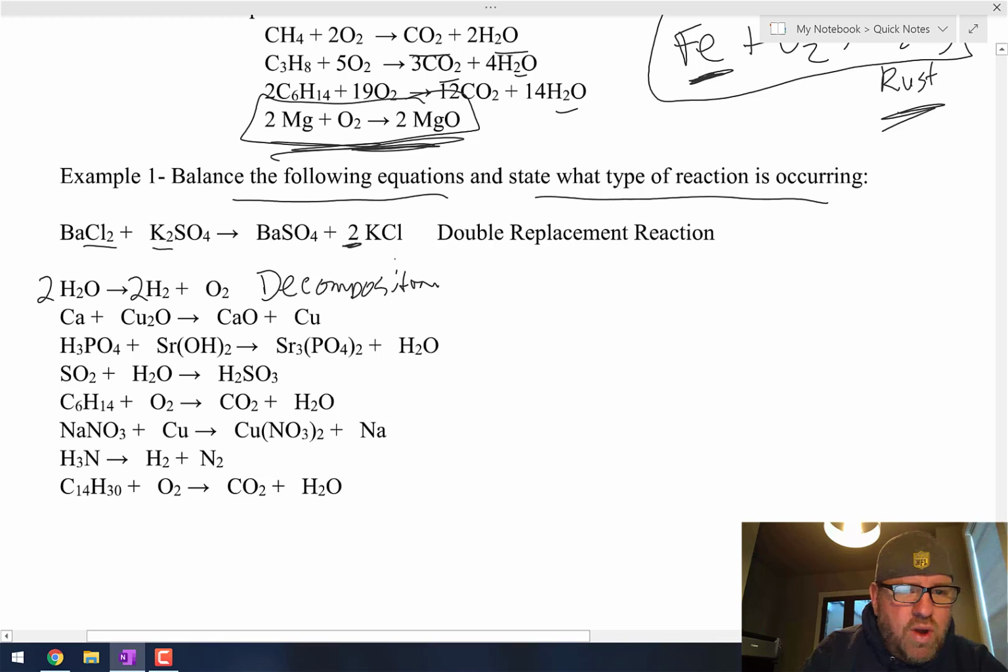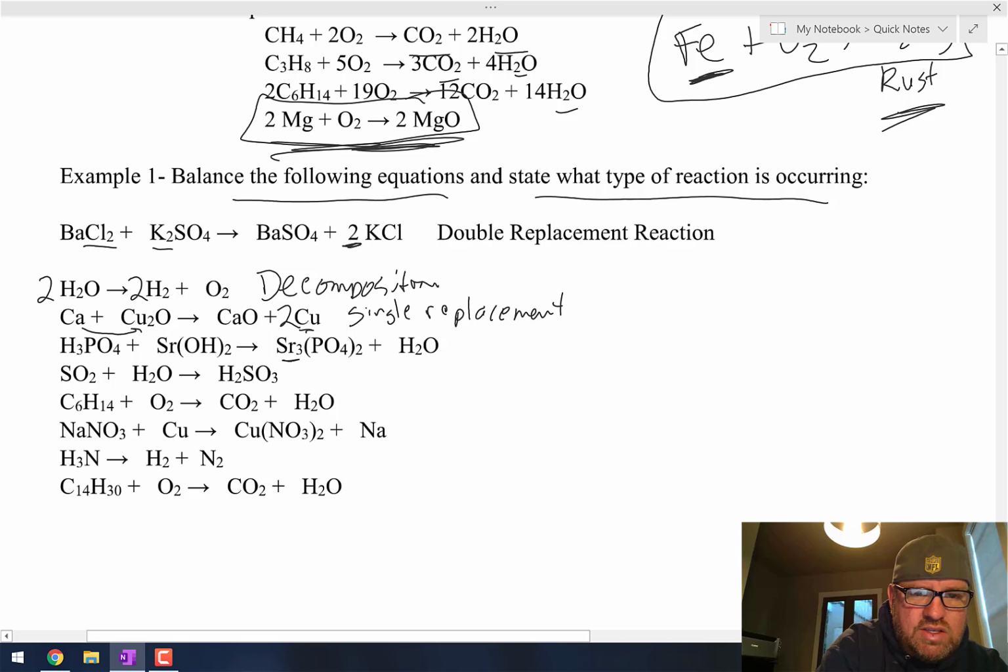Okay, in the second one, we've got 2 coppers. So we need 2 coppers here. That's all you need. And then you've got calcium by itself. Notice that it replaces the copper, and it kicks the copper out, so the copper's by itself. So that is a single replacement reaction.